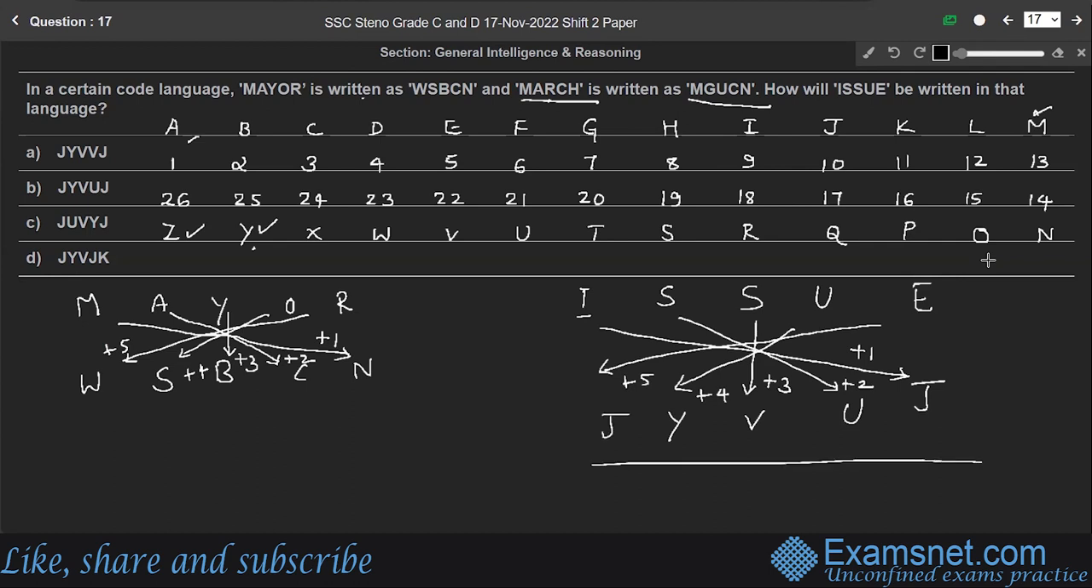Therefore, issue will be coded as JYVUJ. JYVUJ is option B. Am I right? Yes, option B is the right answer.